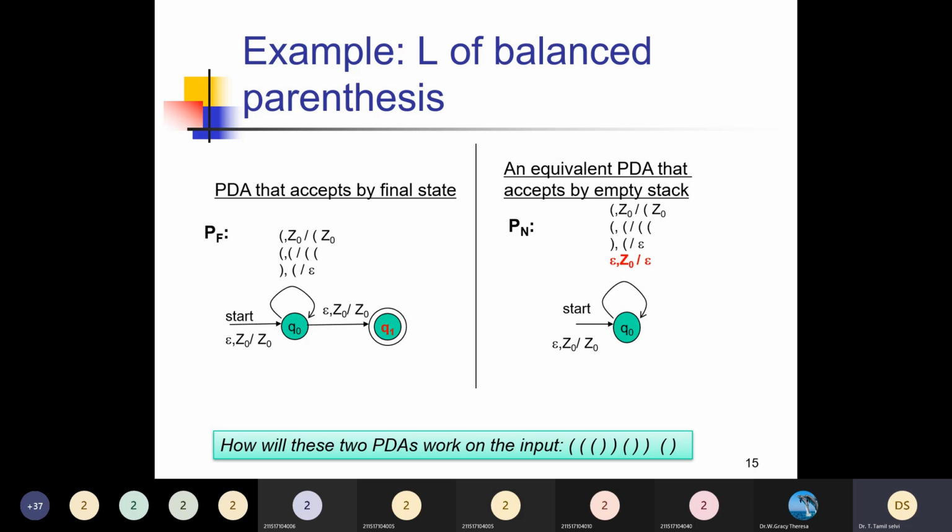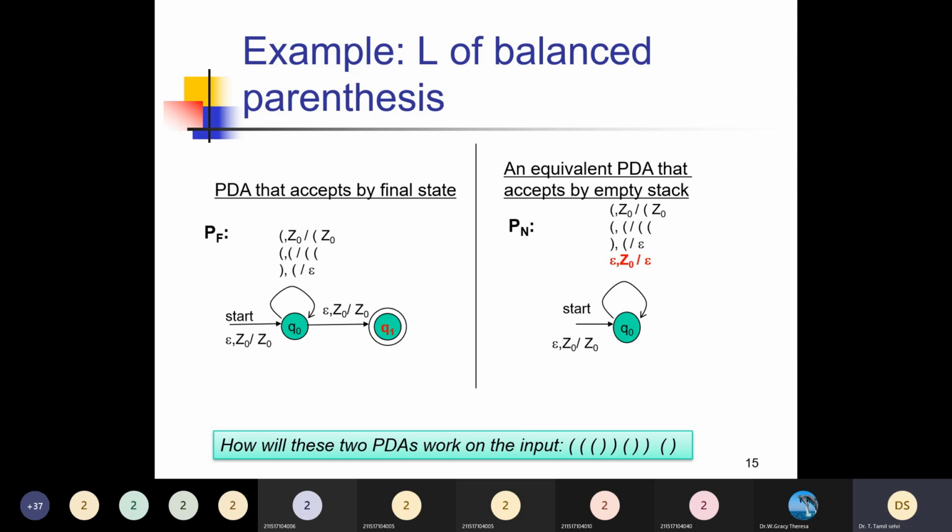And then we have one more here, an equivalent PDA that accepts by empty stack. So the first three functions are the same. That is, if it is an open parenthesis and the top of the stack is Z0, then just perform the push operation. In the second one also we have to perform the push operation. For each close parenthesis, we have to pop the open parenthesis from the stack.